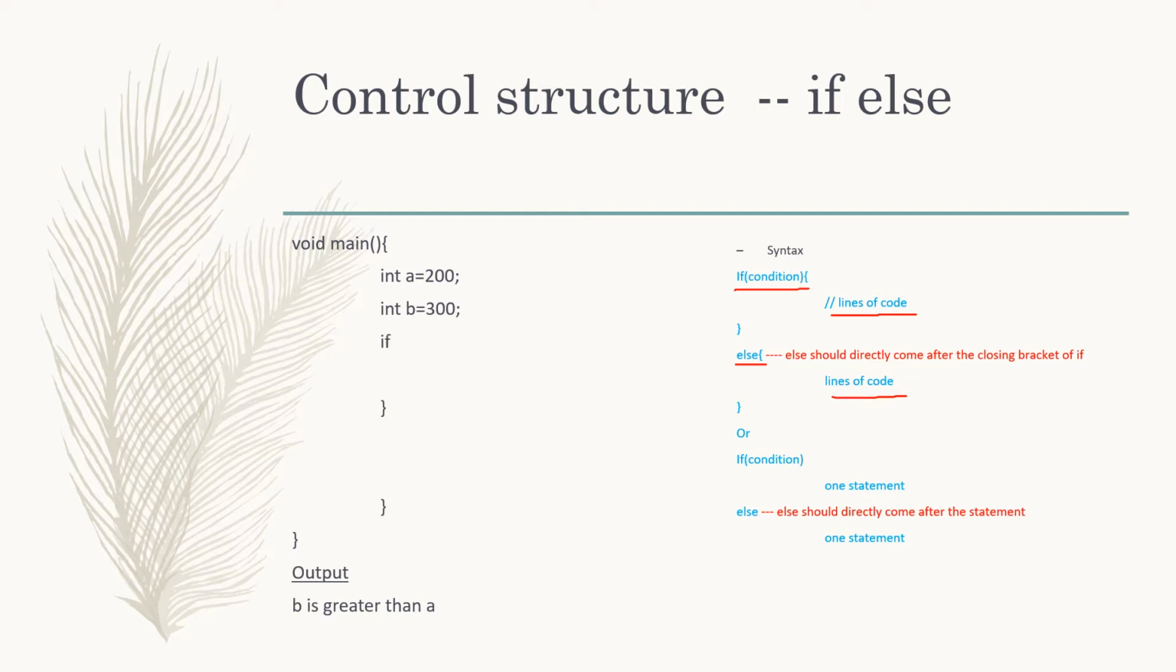So let's see. Int A is equal to 200 and B is equal to 300. If A is greater than B, you will see cout A is greater than B. In this case, is A greater than B? No. Since A is less than B, it will go to the else part and execute the lines of code under else, that is cout B is greater than A. So that is why we get the output as B is greater than A.